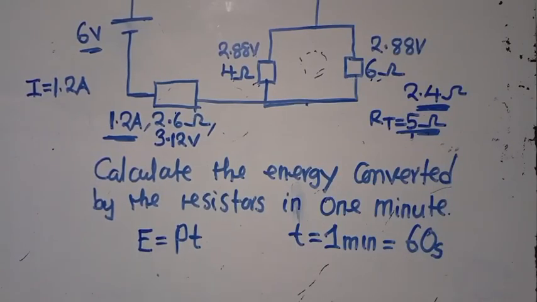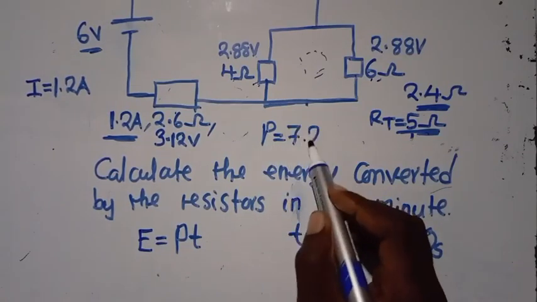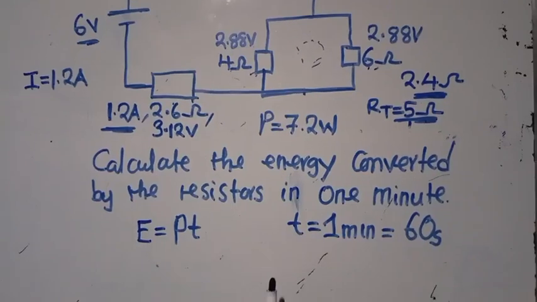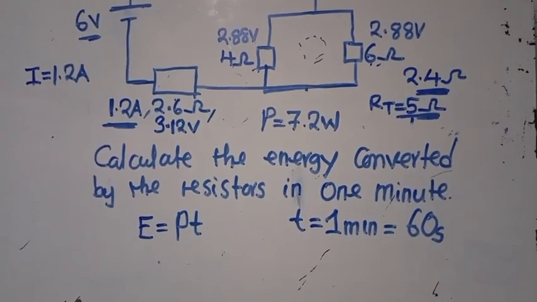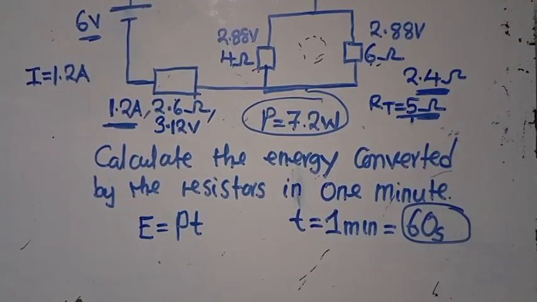The power, we already calculated. If I remember very well, the power was 7.2 watts, and we have time which is 60. So without putting in the values, who can tell me the energy here? What energy is being converted? You have the power and you have the time. Without even substituting, who can tell me the final answer?